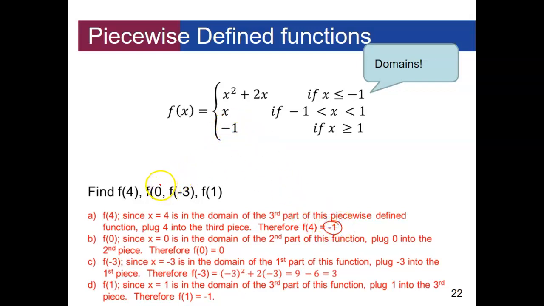The second problem we want to find is f of 0. 0 fits into the second piece, so I'm going to plug 0 in for x, and I'm going to get 0 for my answer. The third one, I want to find f of -3. -3 fits into this first piece here because -3 is less than or equal to -1. So I'm going to go and evaluate this at -3.